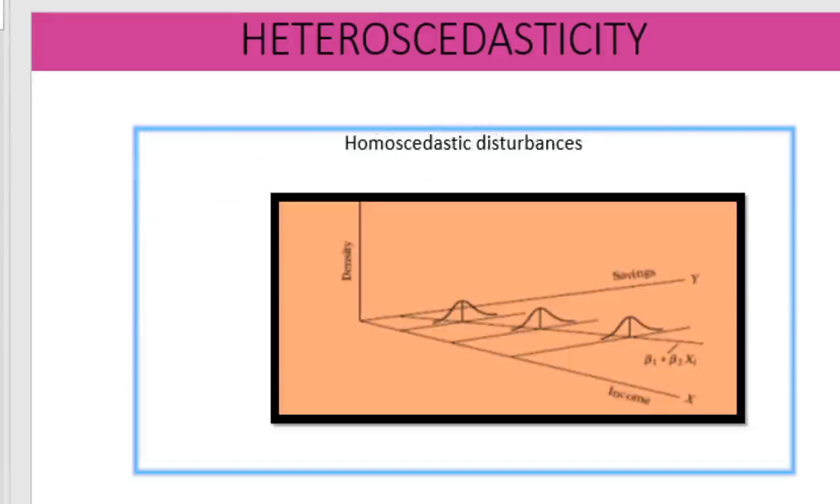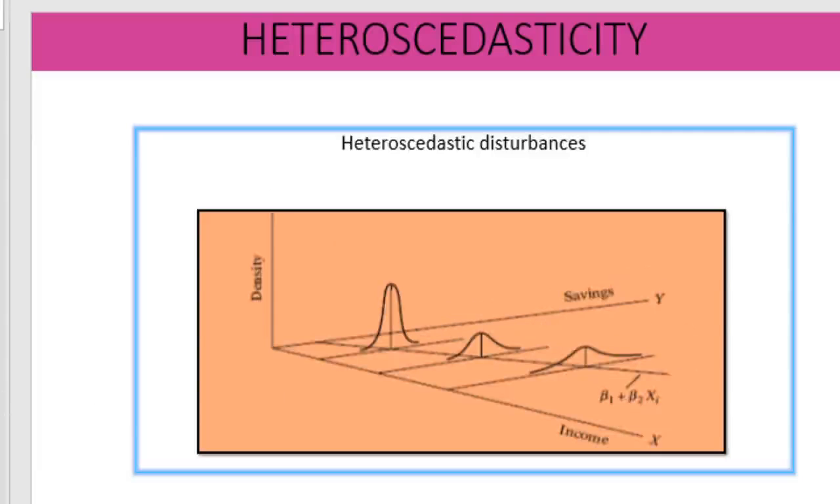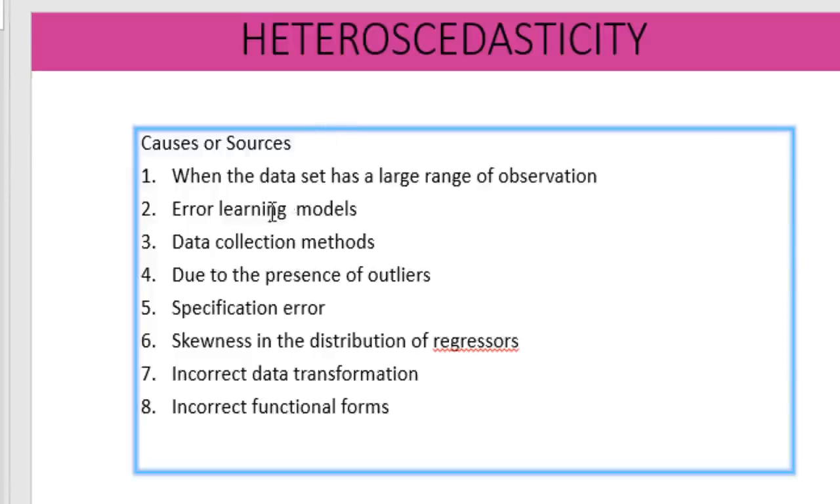This is the diagrammatic representation of homoscedastic disturbance terms. Here the variances of the disturbance terms are equal. If the situation of heteroscedasticity prevails, the graphical representation will be like this. Here the variances of all the error terms are different. Here the causes or sources of heteroscedasticity are given.